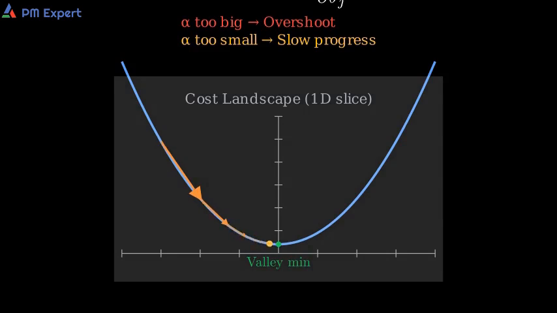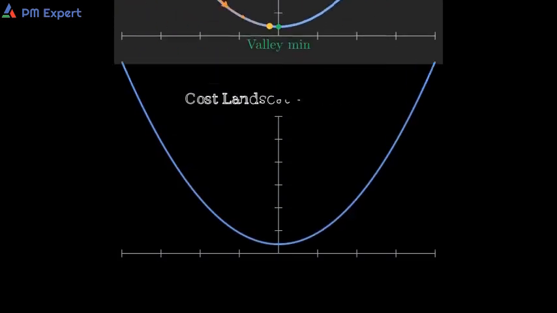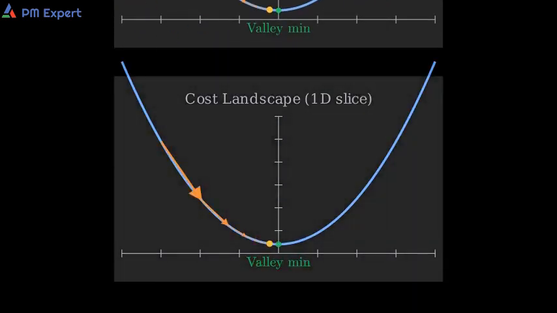Now, watch a few steps on our valley. Let us compare two learning rates on the same valley. With a small alpha, steps are safe but slow. With a large alpha, steps jump across the valley and may oscillate or even diverge.